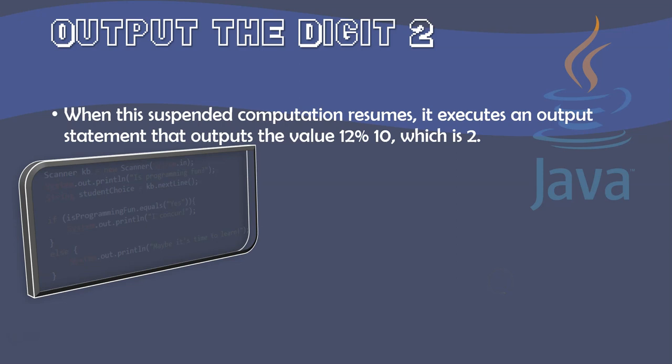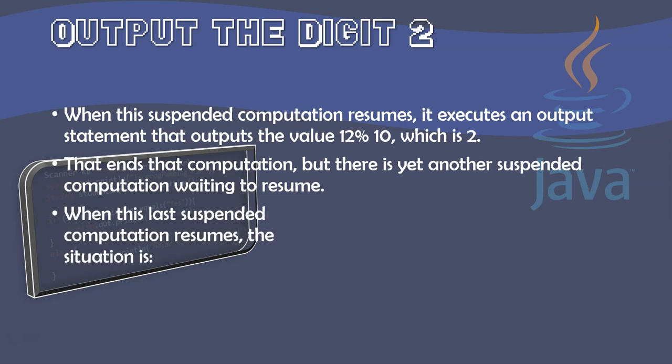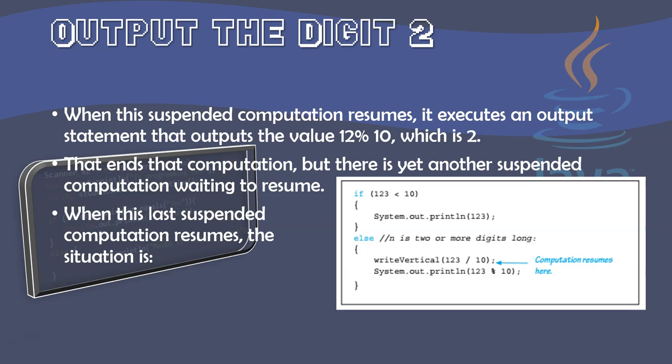When this suspended computation resumes, it executes an output statement that outputs the value 12 mod 10, which is 2. That ends the computation, but there is yet another suspended computation waiting to resume. When this last suspended computation resumes, the situation is, of course, our if 123 is less than 10. Remember, we're here in the else statement. We're resuming right here at writeVertical(123 / 10). And now we're at the println of 123 mod 10.